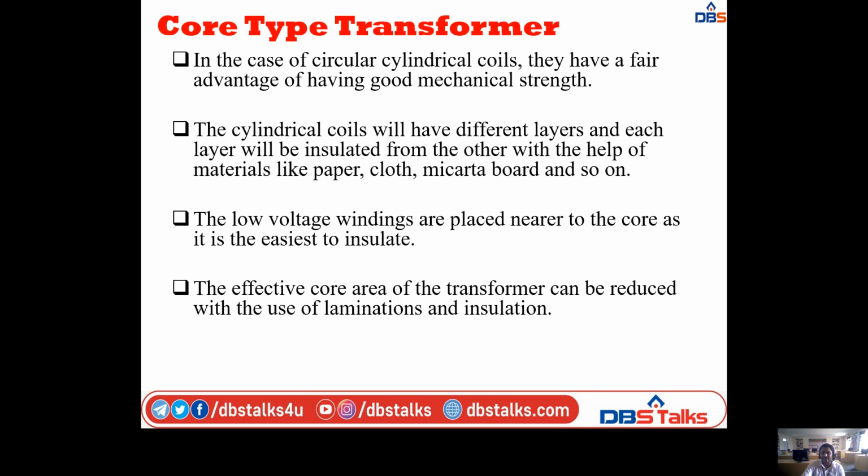Next, the low voltage windings are placed nearer to the core as it is easiest to insulate. That means low voltage windings, LV windings. Next, the effective core area of the transformer can be reduced with the use of laminations and insulation.